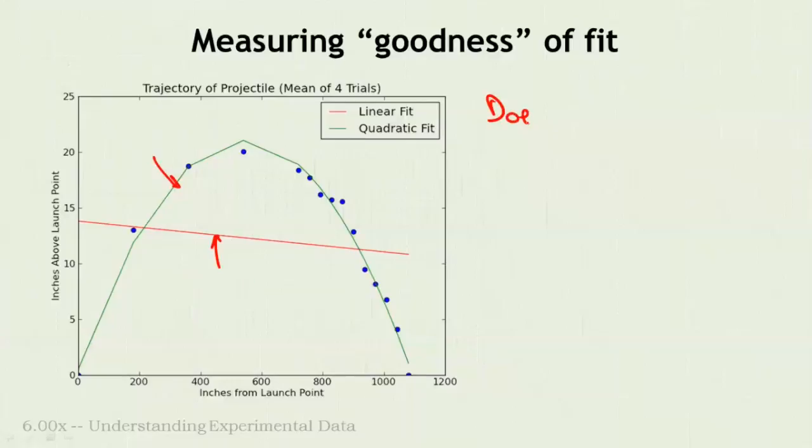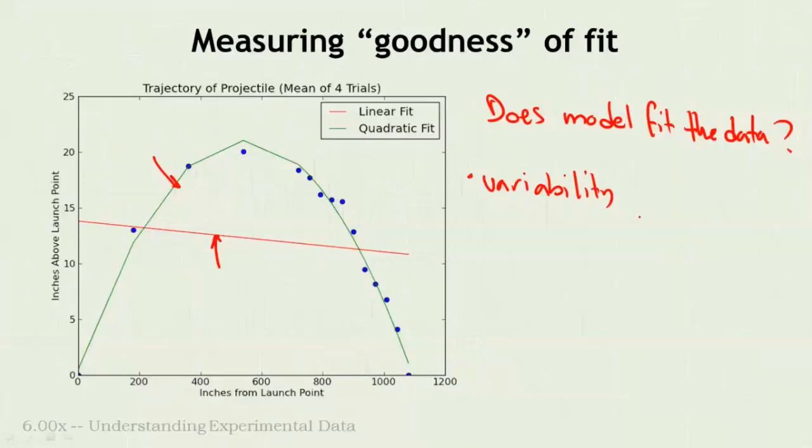So the basic question is, does the model fit the data? Are our predictions coming close? Let's start by talking about a measure of the size of the errors being generated between the predictions and the observed points. So we can talk about the variability of errors. How much are the errors varying?